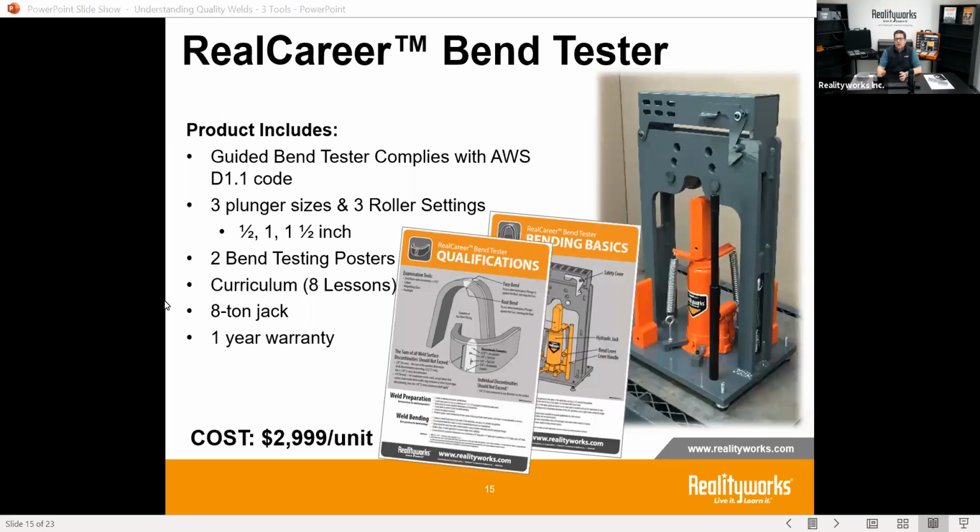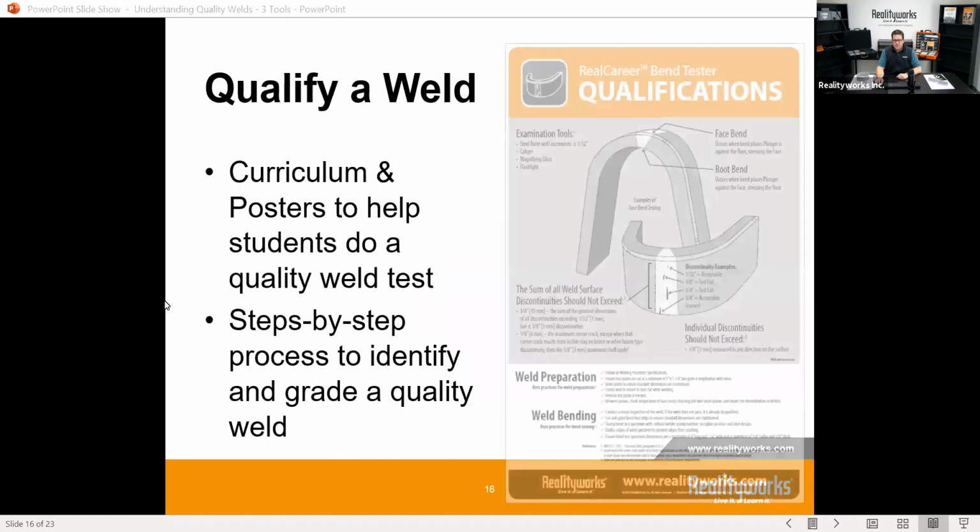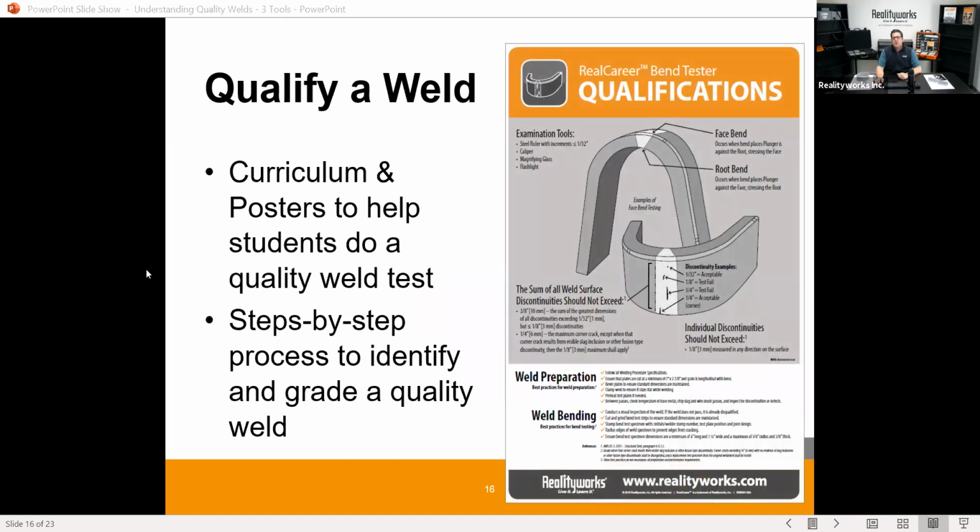So, for example, it comes with posters as well. And we're going to talk about how we walk through actually having students do a bend test, because this is the place where your students will be able to do a bend test and see if they had a qualified weld. And that should tell them, when I walk out of these doors, if I can do qualified welds, I should be able to have a career in welding. So this is kind of that ticket that they can use to go out and see if they can get a job. So, for example, when you qualify a weld, we have curriculum and posters to help students understand what that means.